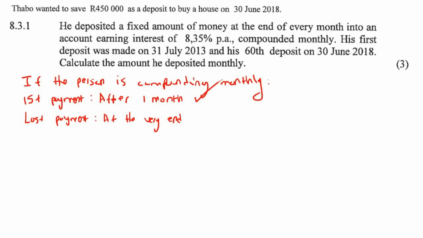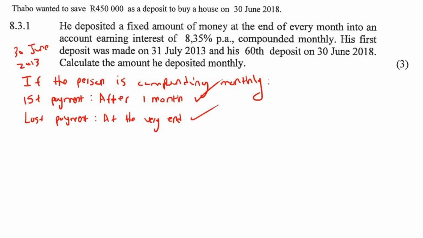Sorry, he didn't open the account on 30 June. He would have opened the account on 30 June 2013. We can assume that, and then he makes his first payment on the 31st of July, which would be 1 month later. So this is the perfect scenario. And then he makes his last payment on 30 June 2018, right at the end. So there's nothing funny about this question.